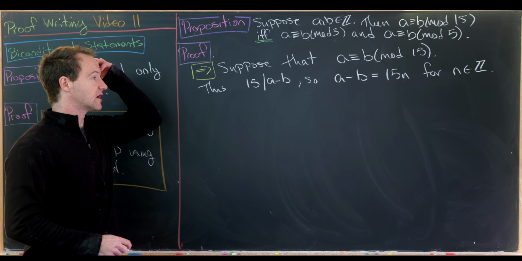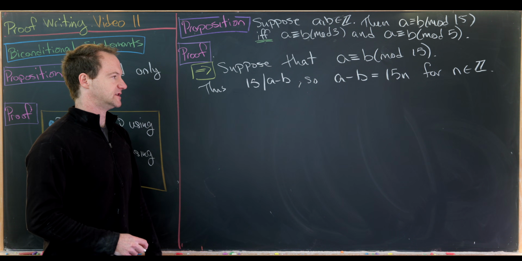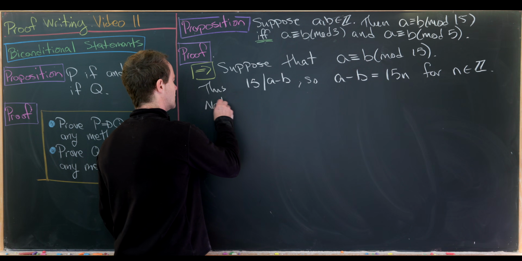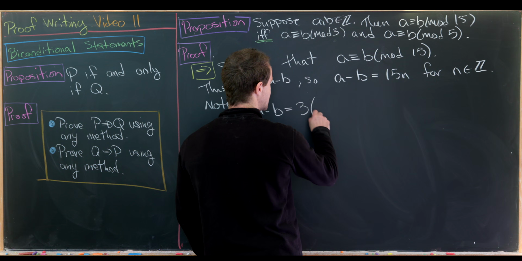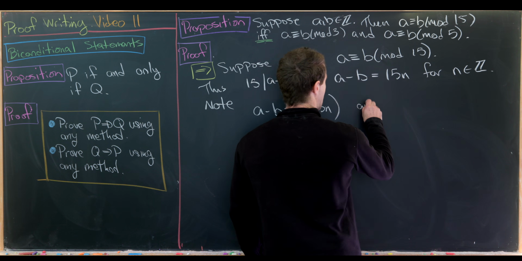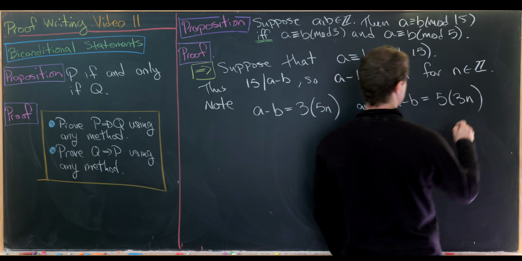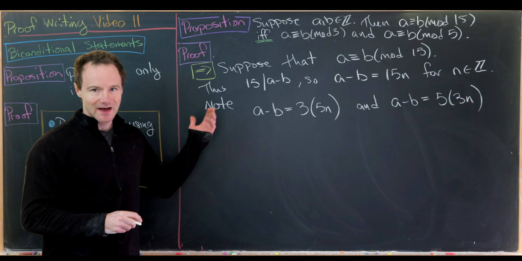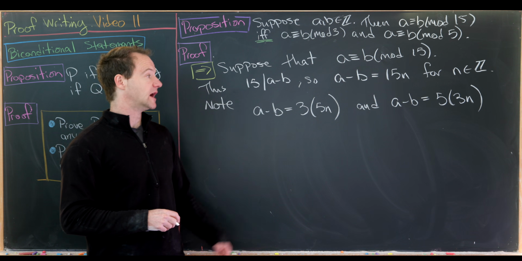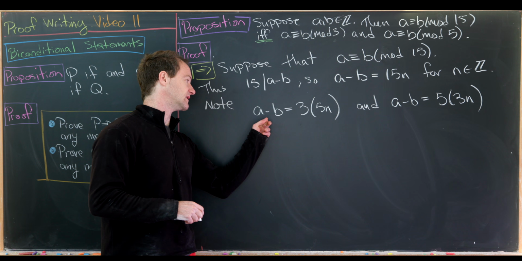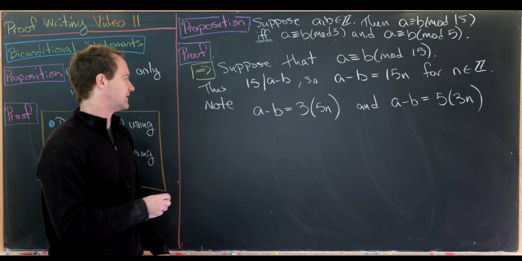Okay, so now let's go from there, keeping in mind that we're trying to get to congruent mod 3 and congruent mod 15. Okay, so let's see if we can do this all at once. So let's note that a minus b is equal to 3 times 5n, and a minus b is equal to 5 times 3n. So that's obviously the same thing because of commutativity and associativity of multiplication, but writing it in this first way, we see that a minus b is a multiple of 3, and writing it in the second way, we see that it's a multiple of 5.